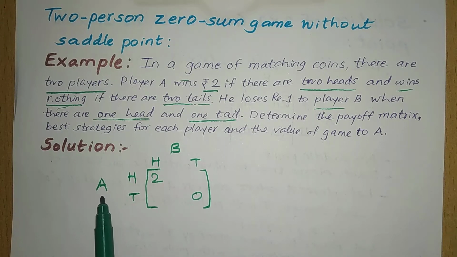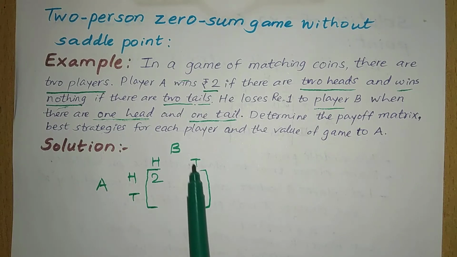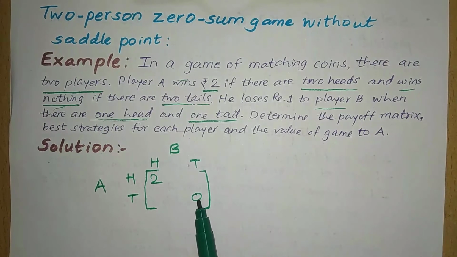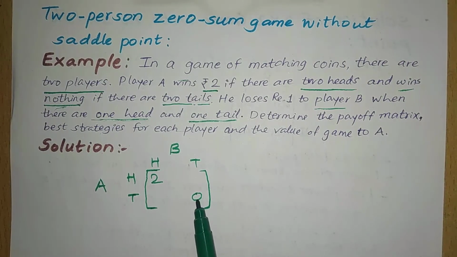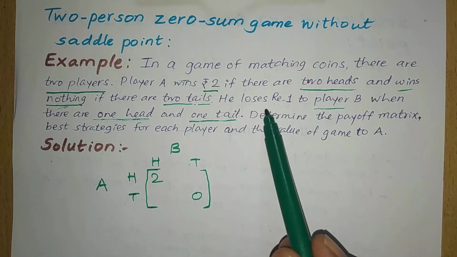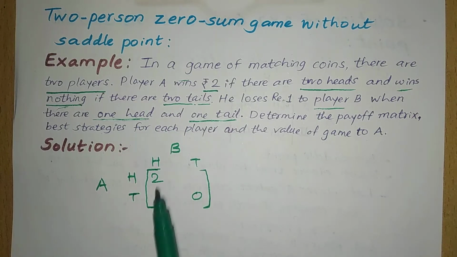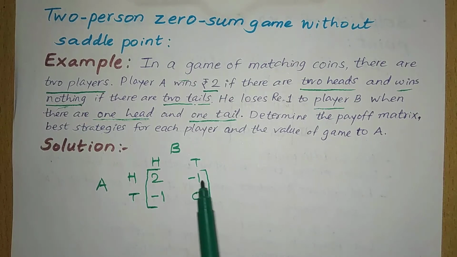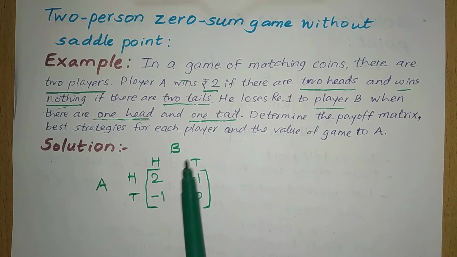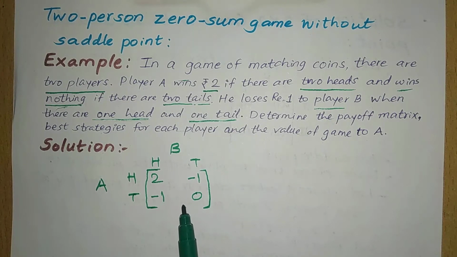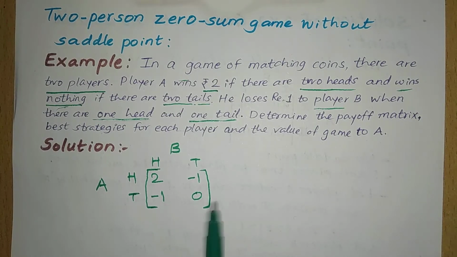If player A tosses the coin and gets the tail, and player B also gets the tail, then there is a 0 outcome. Player A wins nothing, right? But if there is a mismatch, player A loses rupee 1 to player B when there are one head and one tail. That is the loss to player A, which is the gain of player B. So this is the payoff matrix as per the given conditions.